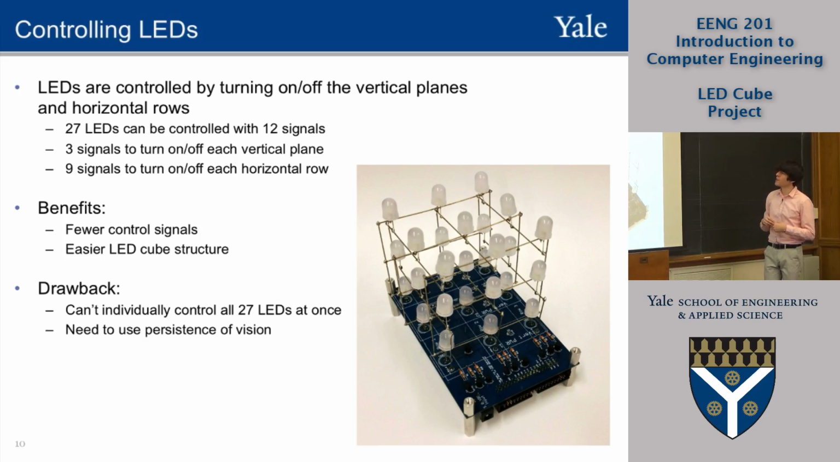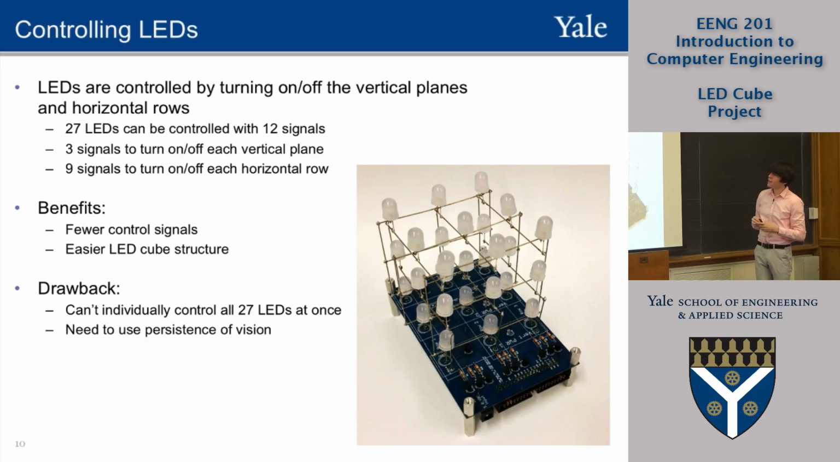So instead, there's a neat trick used for this cube: there are three signals that control each vertical plane, so there are three vertical planes that can be separately turned on and off, and then there are 9 signals that control each horizontal row. Each plane has 9 LEDs. So effectively, you can control all 9 rows of LEDs independently, and you can control the 3 vertical planes independently, but you cannot control all 27 at the same time.